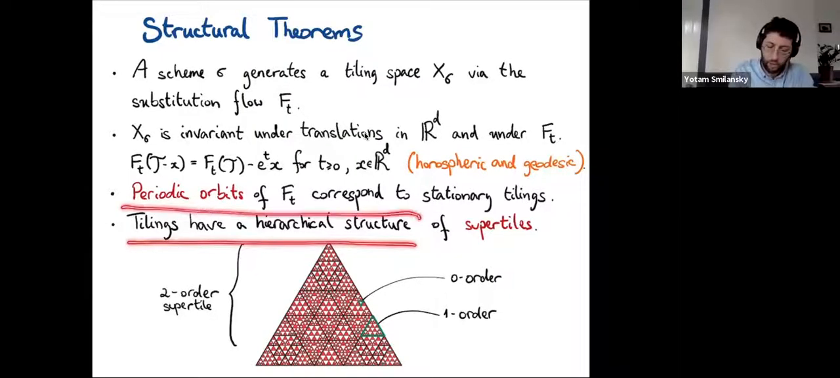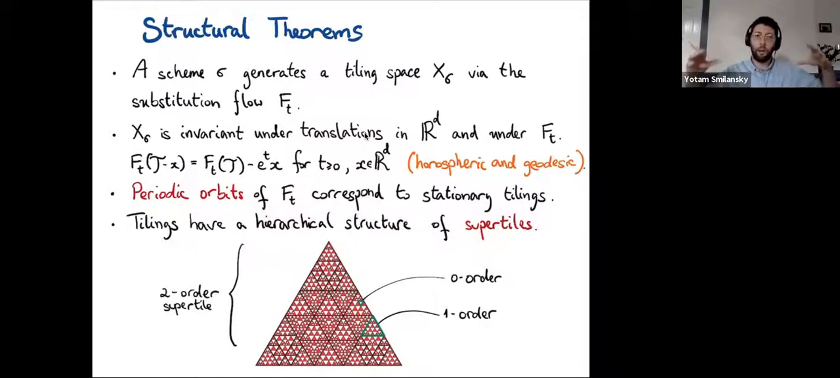Tilings have a hierarchical structure. This is very, very useful. These are often called super tiles. What is a super tile? You put some tiles together to define a new tile, a super tile. I don't want to go into it, but in this construction, our original tiles are the zero order super tiles. This would be a first order super tile. The entire thing is a second order super tile. This is very useful because using super tiles, we can do a lot of computations. And then if we want to study more general sets, we can approximate them using super tiles. So we can do simple computations and translate them using this hierarchy into more general results.